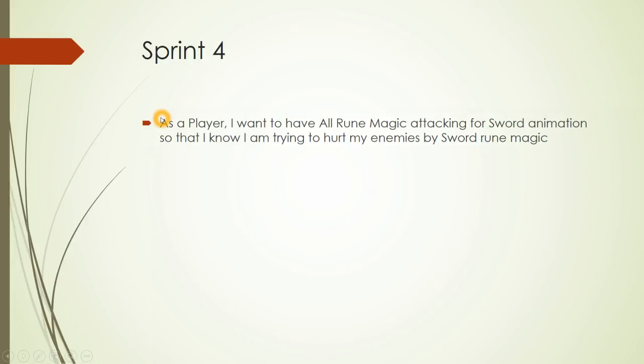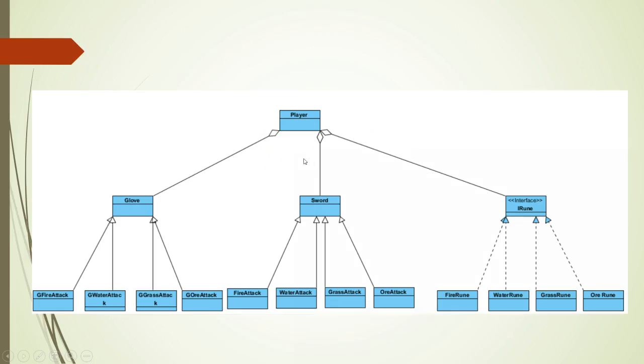And my user story in Sprint 4 is: as a player, I want to have all rune magic attacking for sword animation, so that I know I'm trying to hurt my enemies by sword rune magic. So you can see there is one more component. I added a sword magic. So after the player selects a sword and sets the rune, then the sword can fire different rune magic: fire attack, water attack, grass attack, and own attack.